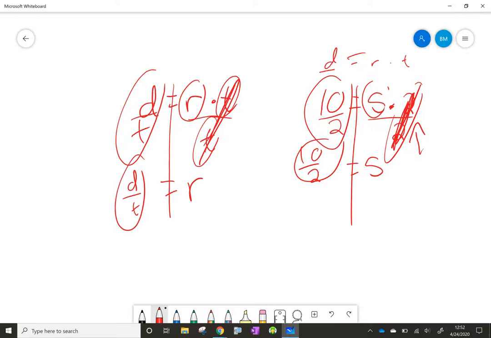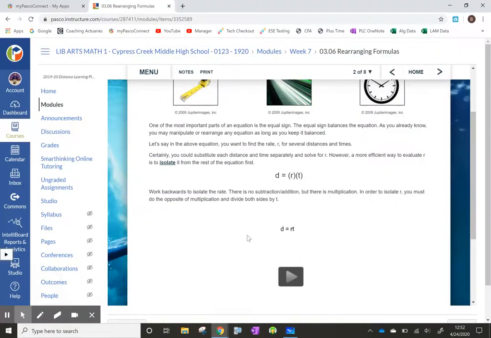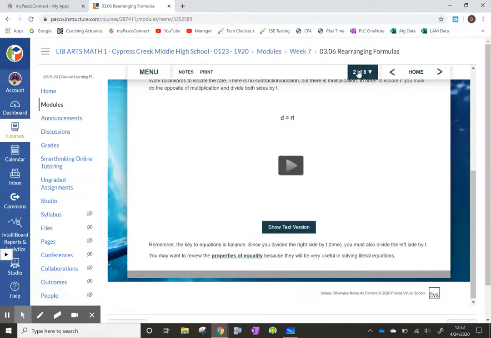But ultimately, this is what we're asked to do in this section. It's just rearrange the formula. It still has the exact same variables. It still has d, r, and t in it. It's just rearranged in a different way so that the r is by itself rather than d, right? So that's the objective. So all we're going to do is use our algebra skills to undo certain things in order to isolate a particular variable.